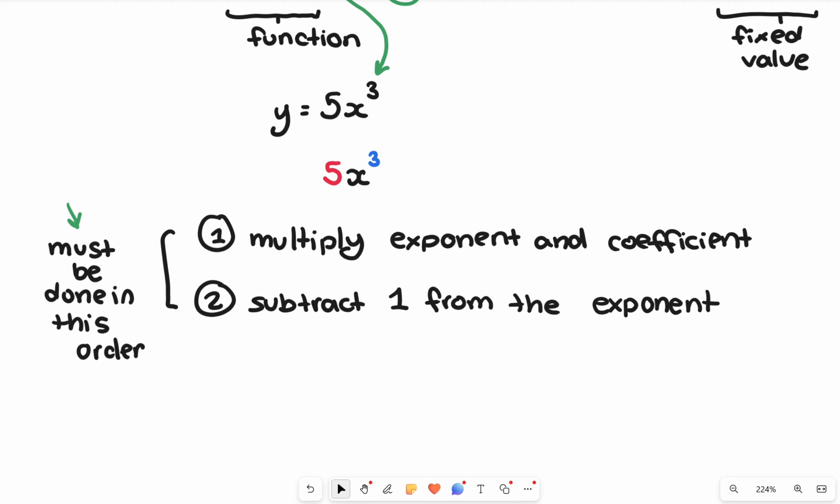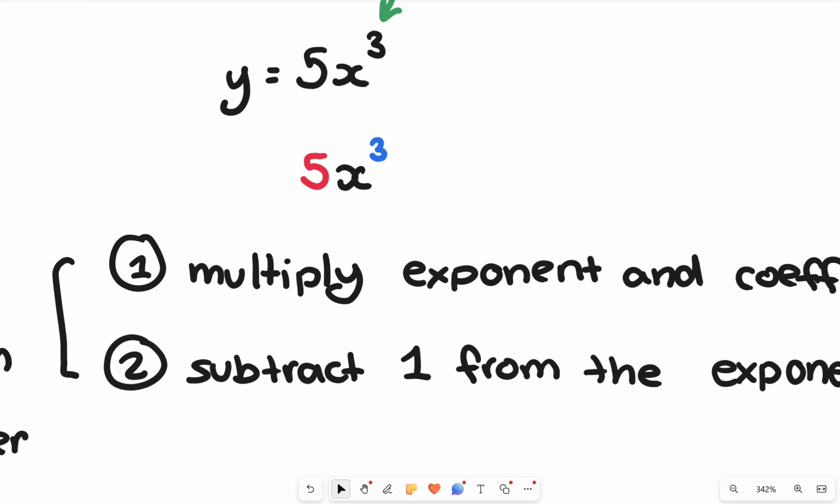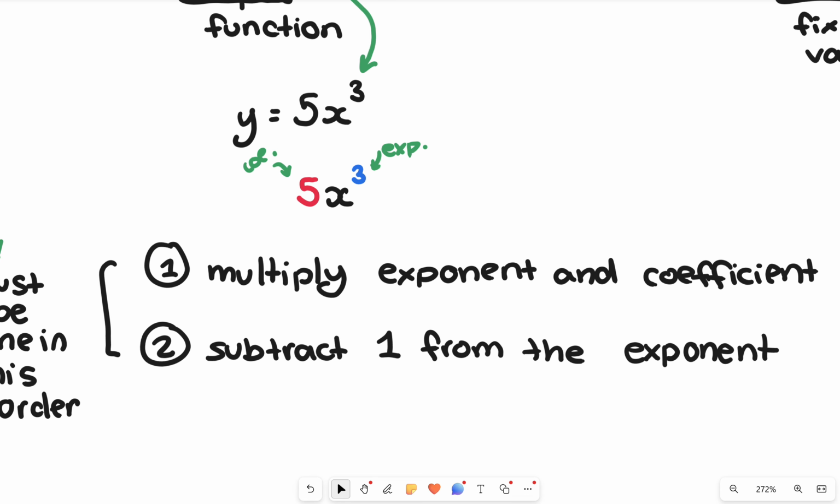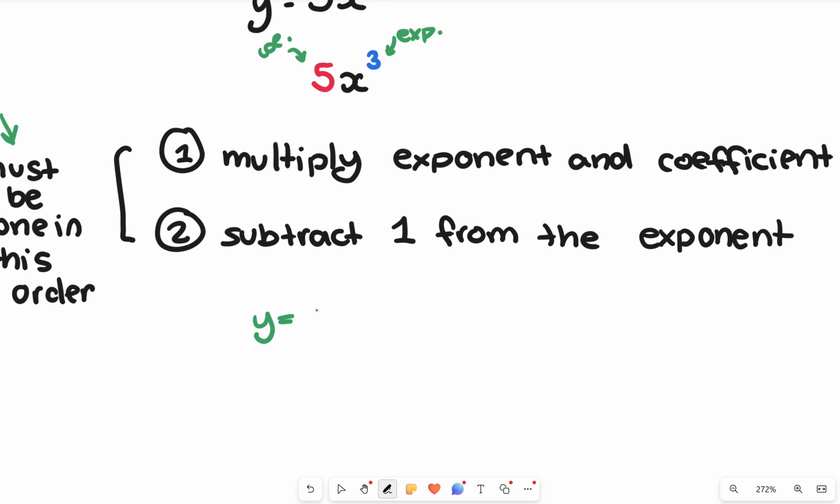This is extremely important. You must multiply first and then subtract 1 from the exponent. Also, just recognizing here, this is the coefficient and this is the exponent. It's very important that you're able to pick that out. Okay, so let's actually look at this function here. We're going to differentiate it.